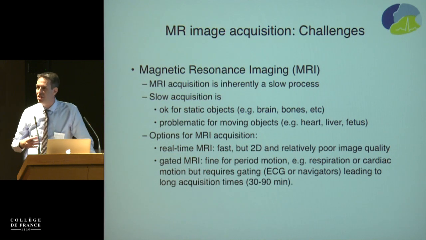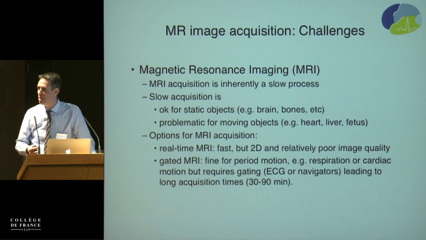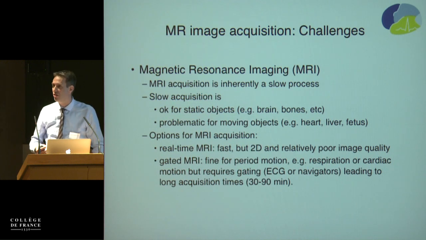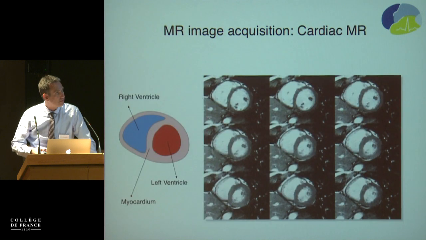So our options in those cases where there's motion is to either acquire real-time MRI very fast, typically 2-dimensional, with poor image quality, or we have to resort to some sort of gating techniques, which are useful for the heart or respiratory motion, but they make the acquisition much, much longer. So both of them are not really ideal.